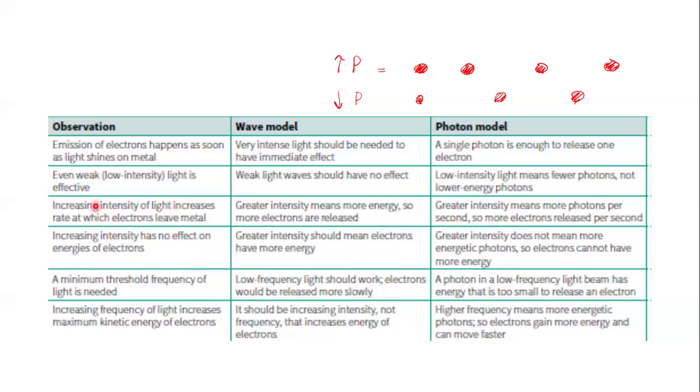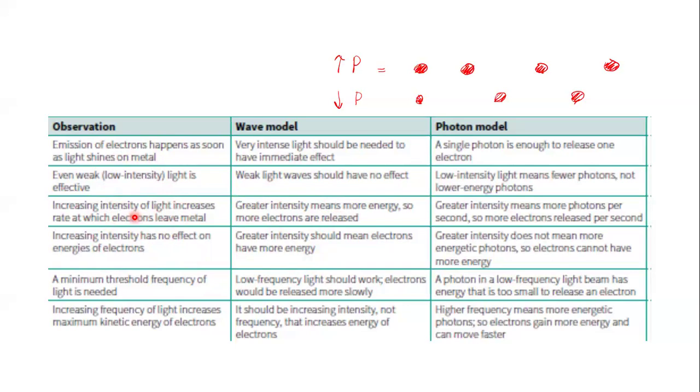And all of these three observations were what refuted the wave model. This was the one that allowed them to say that the wave model cannot explain these observations. Because if we think of light as a wave, then intensity should have an effect on the energy, because intensity is power per unit time. So these were the three observations they made related to intensity. So intensity refuted the wave model.